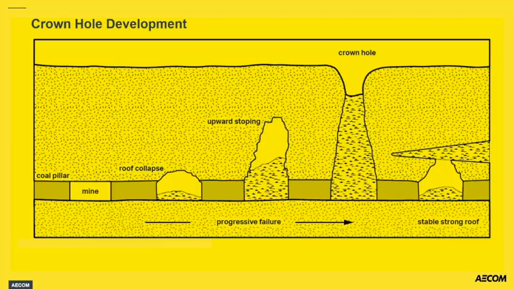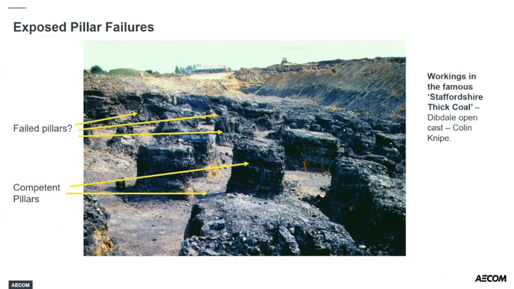Now, next slide. Thanks to Colin Knight from JPB for this one. This is an old photograph of an open cast site in the West Midlands. What we're looking at here is workings in the thick coal. These pillars are substantial, 4 or 5 meters high. The pillars in the foreground are quite angular and quite robust. They look like they've essentially been uncovered by the excavator as it removed the overburden material.